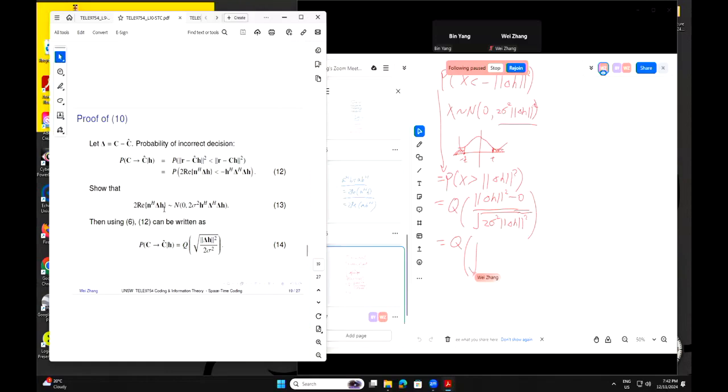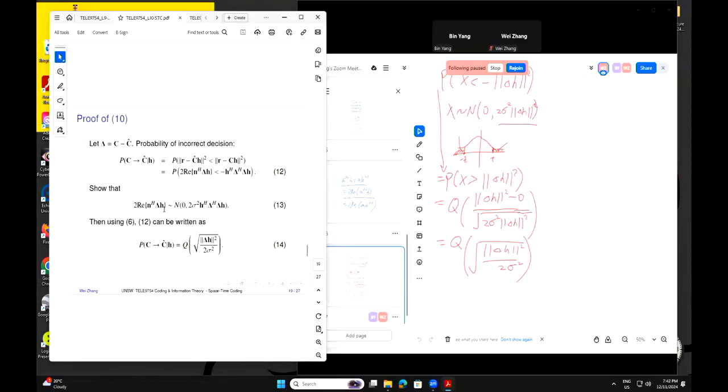Square root delta H and the 2 sigma square. Is that right? Because delta H squared put inside of the square root would be delta H power 4 divided by delta H power 2, so they cancel each other. So you can get this step. That is exactly equation 14. Look at the left-hand side.